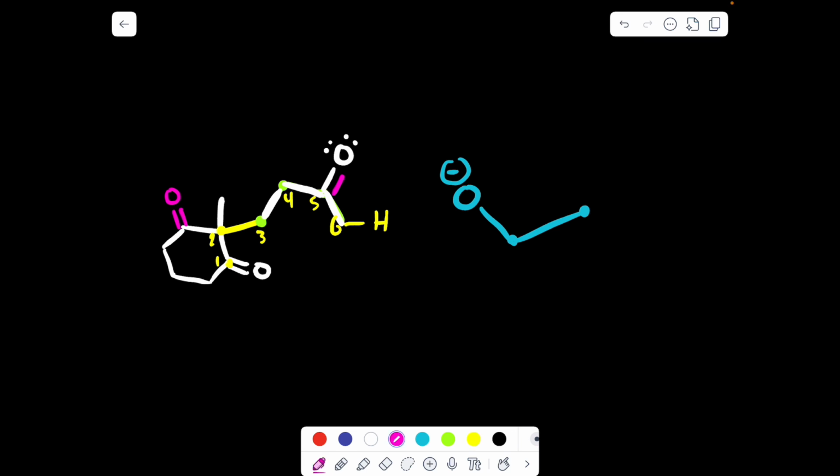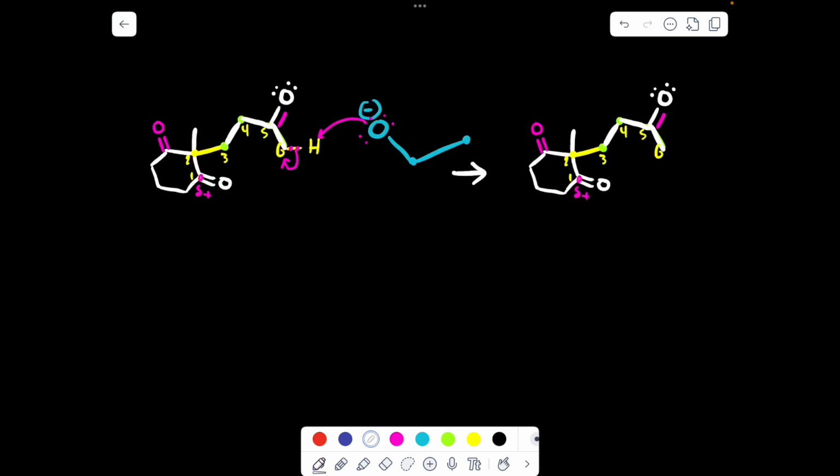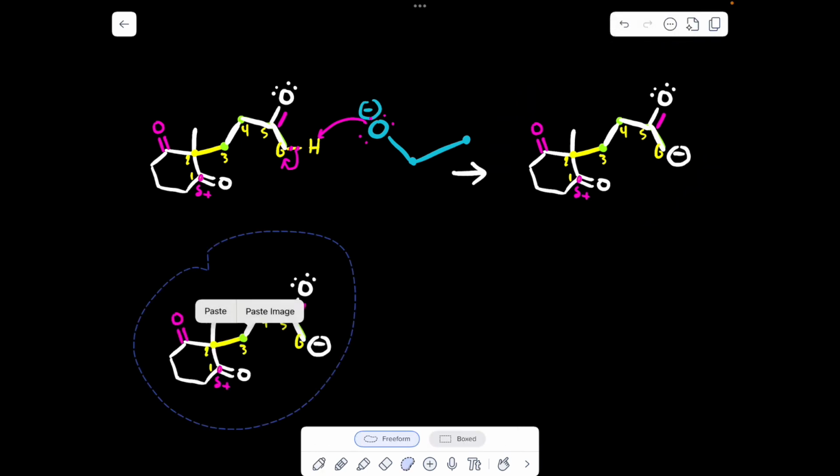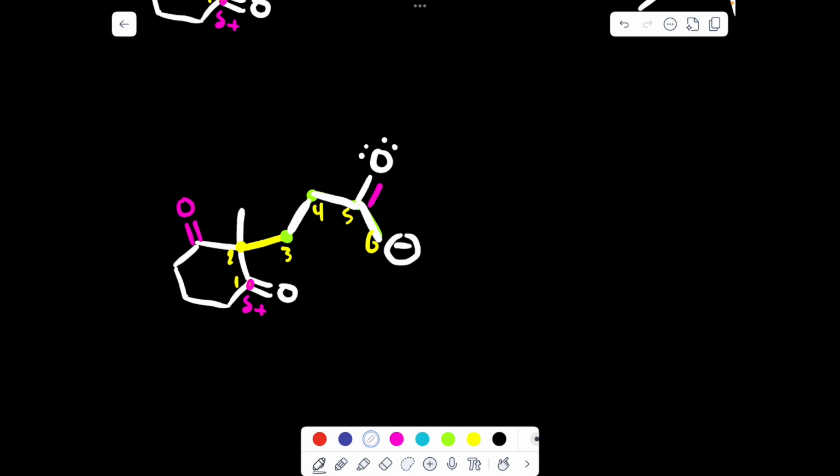Who is it going to attack? Well, a delta plus carbon, so the carbon that's part of this ketone. So this O minus is going to go 2 in, 2 up, and we're going to get a negative charge on carbon number 6. So all that happens is 6 becomes negatively charged. And now I'm going to move this guy down here. And now what happens is 6 is going to attack the delta plus carbon, 2 in, 2 up.